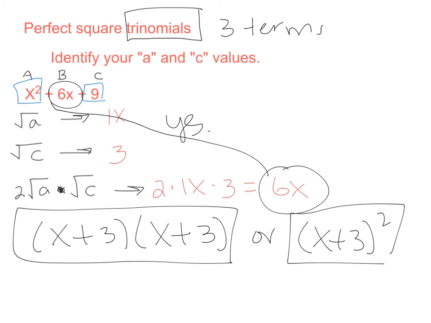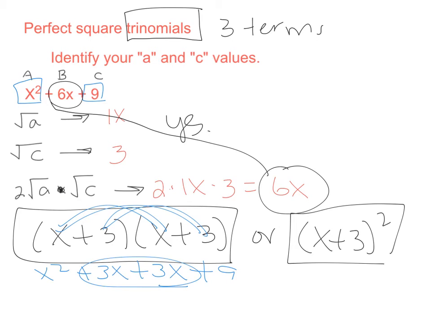And we can FOIL it just to show x times x is x squared, x times 3 is 3x, 3 times x is 3x, and 3 times 3 is 9, x squared plus 6x plus 9. Let's take a look at another practice problem.